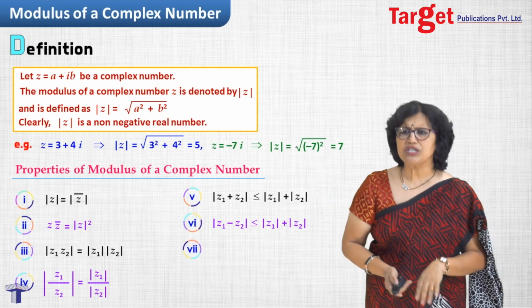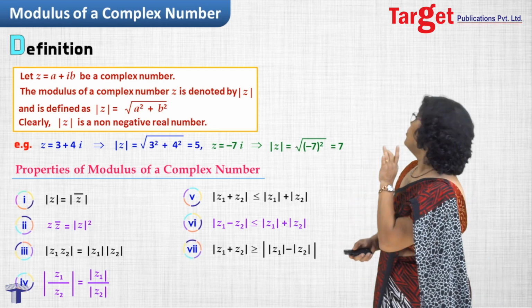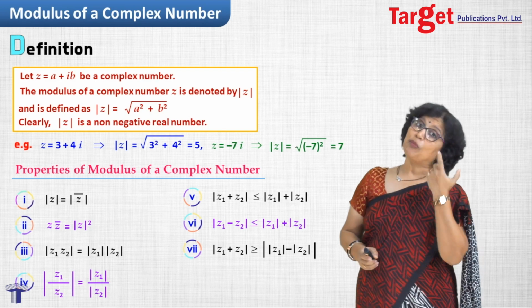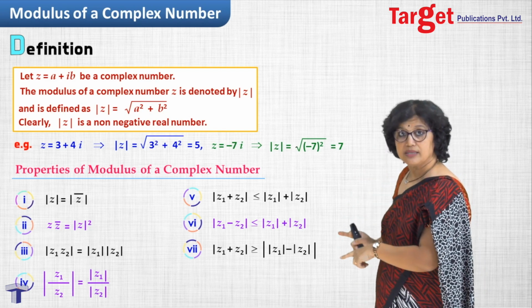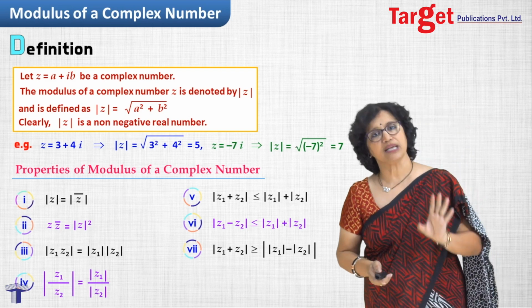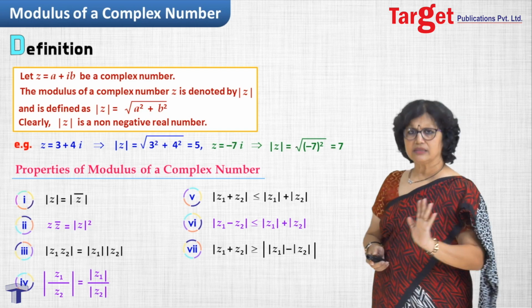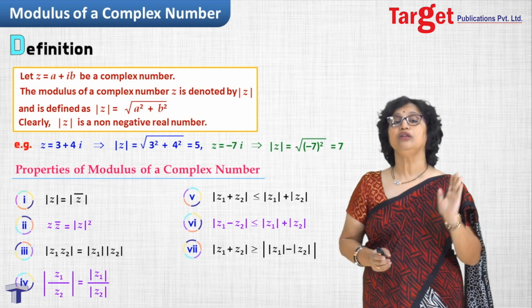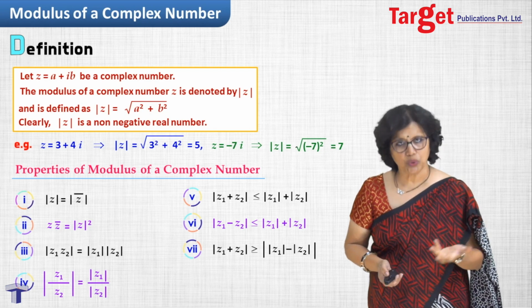And the next one is a very rarely used property, but keep it in your collection, and that is mod of difference of the moduli. That means mod of mod z1 minus mod z2 is less than or equal to mod z1 plus z2. Now this seventh one is less used, but it has to be in your notes somewhere. Rest all are comparatively easy also to remember.